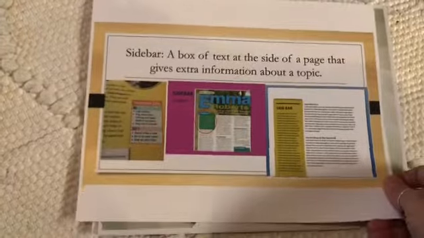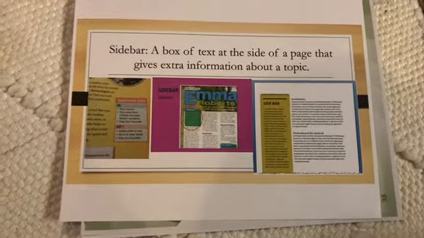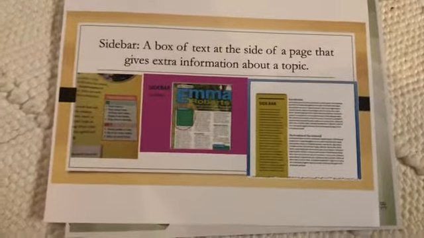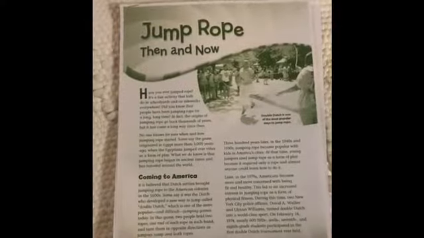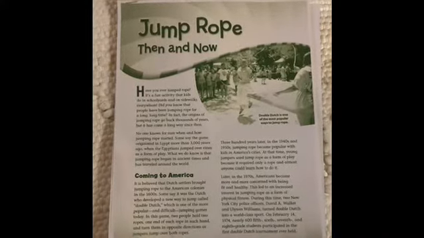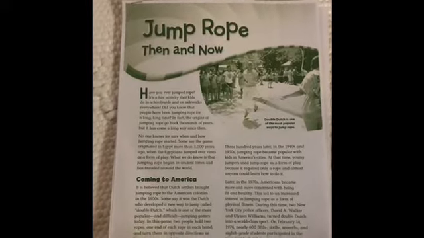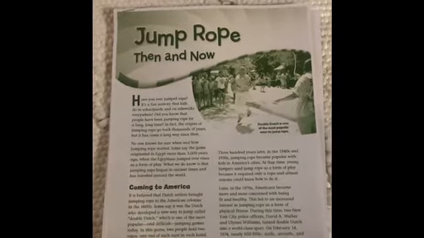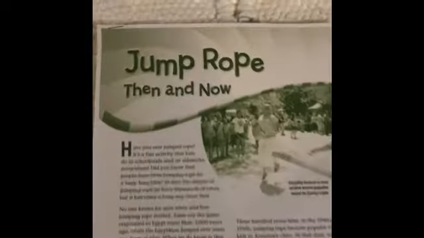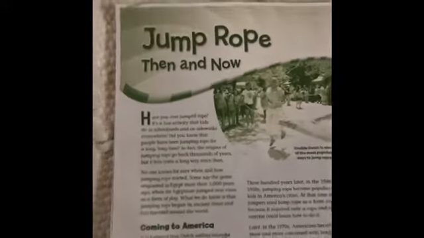Okay, those are the text features that you may have learned about in the 3rd grade that we're going to be studying over the next couple of weeks together on these videos. Okay, 3rd graders, so we're going to be reading Jump Rope Then and Now today. Taking a look at this picture, I can already see some text features that can help me make more sense about what the text is about before I even start reading. So I see the heading is Jump Rope Then and Now. That's what this whole text is going to be about.